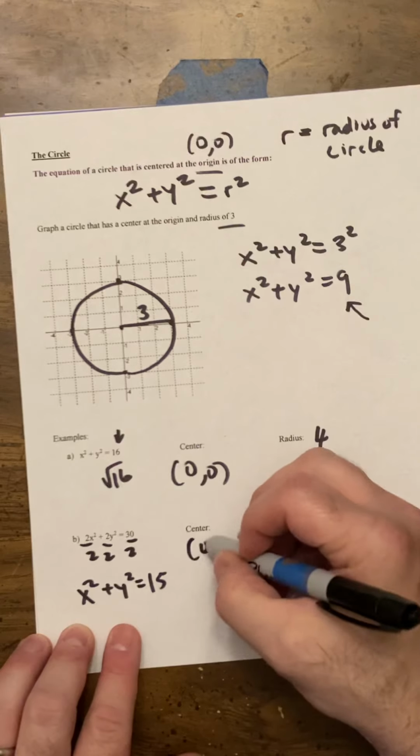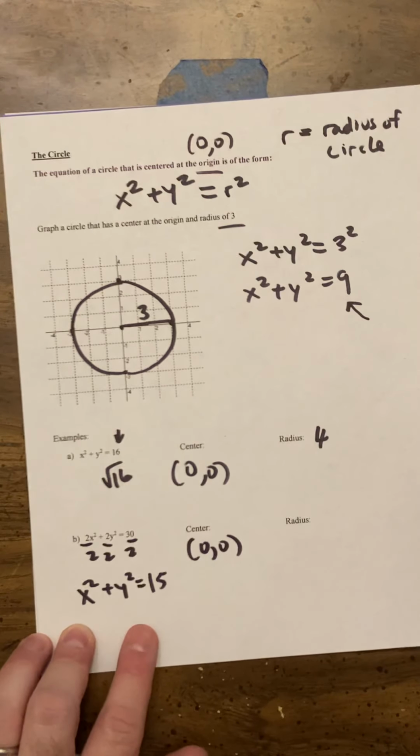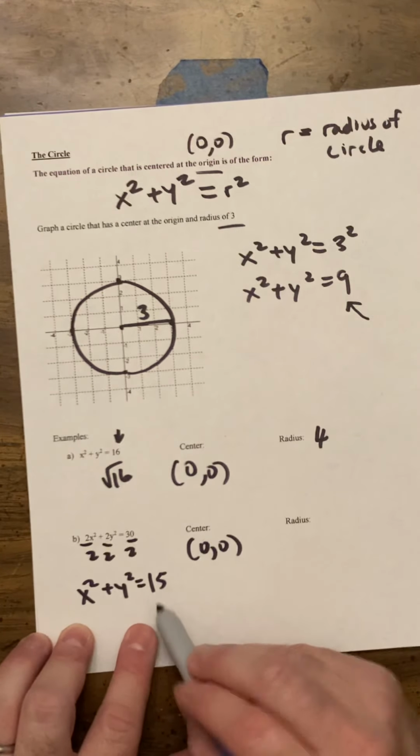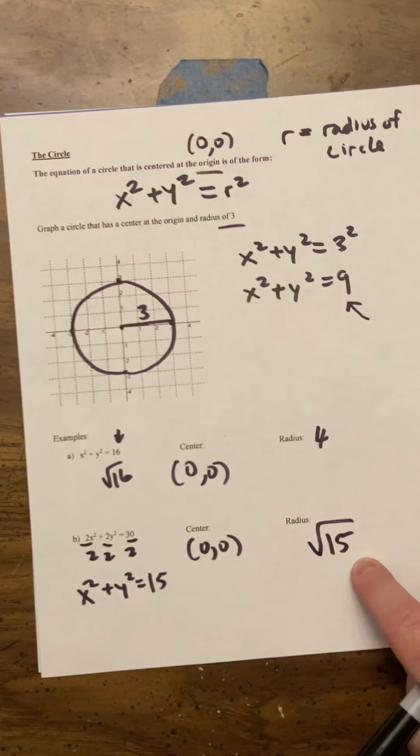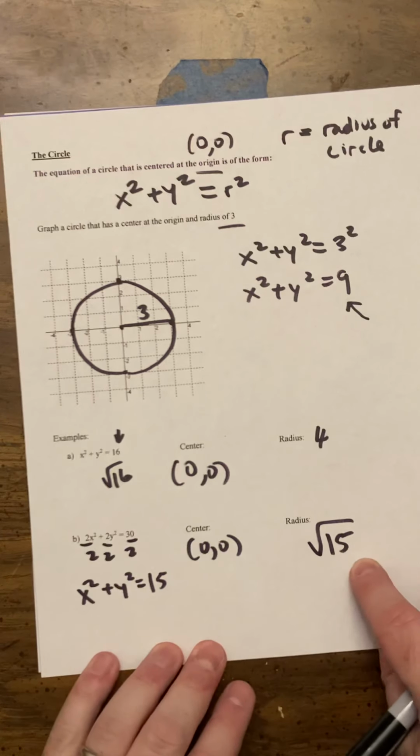Center we know. We don't know anything else, but the center is 0, 0. Now the radius is not this number. It's the square root of this number. Since it's not a perfect square, we're going to be stuck with the radius being radical 15.